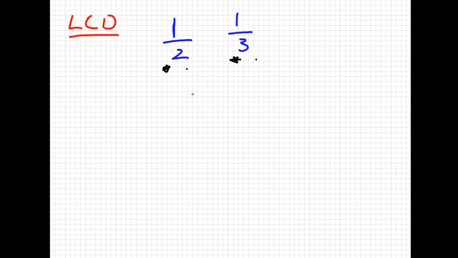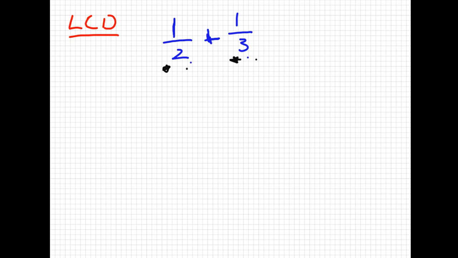Then let's say we wanted to add these two fractions together. Well, we wouldn't be able to do that until these two bottom numbers were the same. So what we want to do is convert one of these fractions, or maybe both, into fractions where these denominators are the same number. So we start by looking at how I can turn 2 into 3, or 3 into 2. Well, that's a bit hard with these ones.